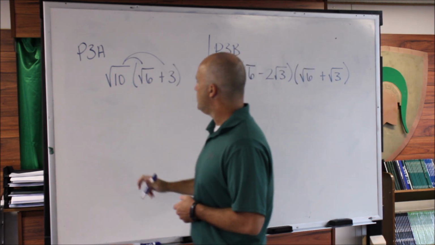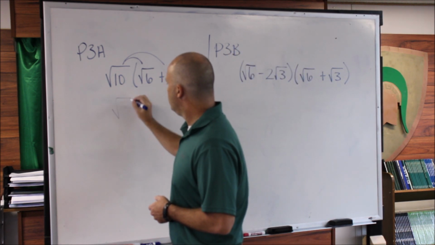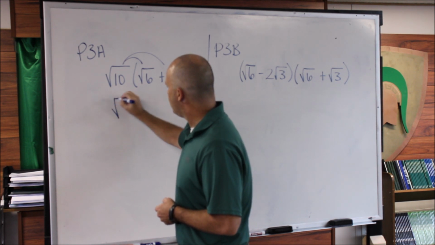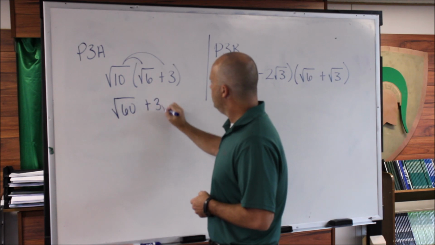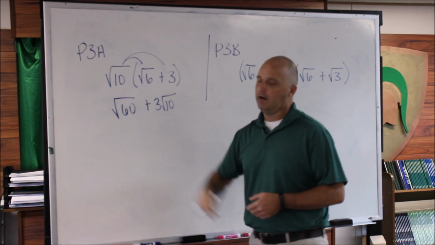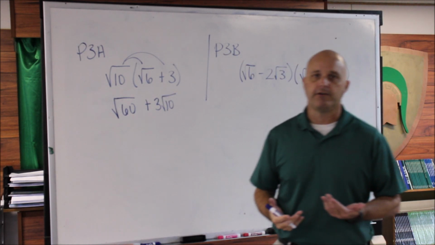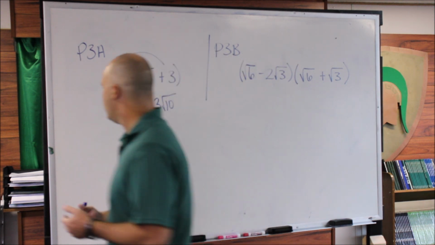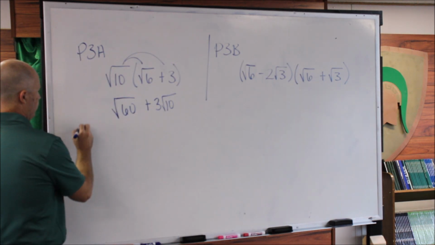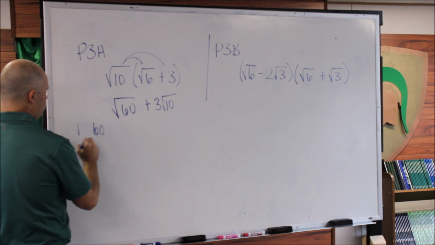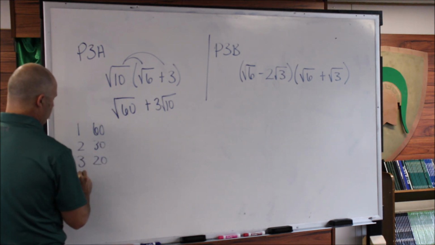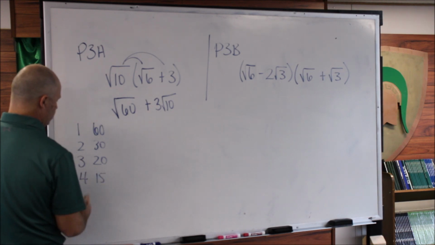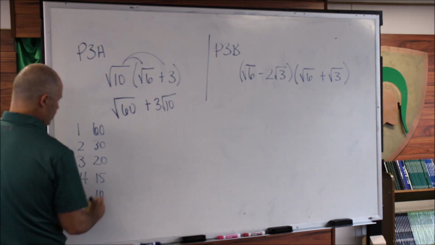So square root of 10 times square root of 6 is the square root of 60, plus 3 square root of 10. So now what I've got to do is take a look at that 60 and figure out, are there any perfect square factors that I can factor out of 60? Is there any way of simplifying this? So 1 and 60, 2 and 30, 3 and 20, 4 and 15, 6 and 10.